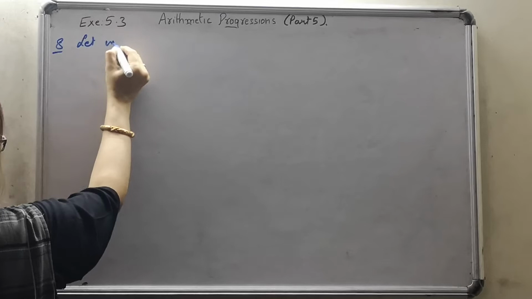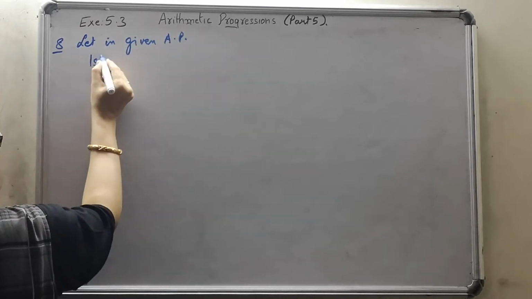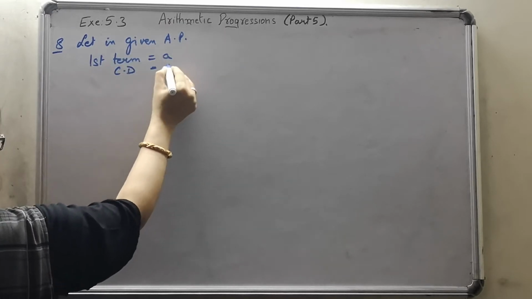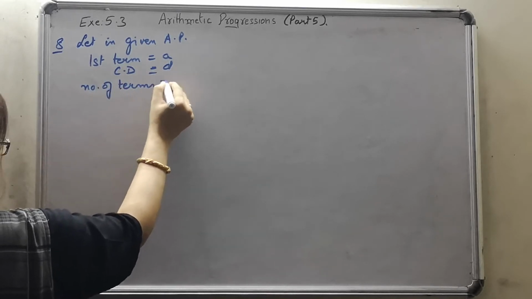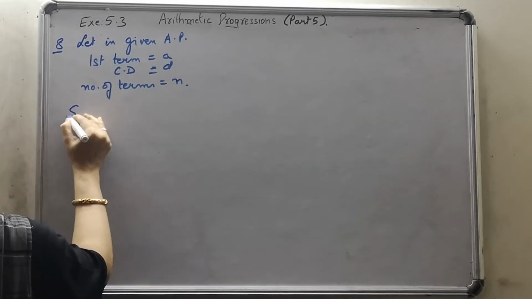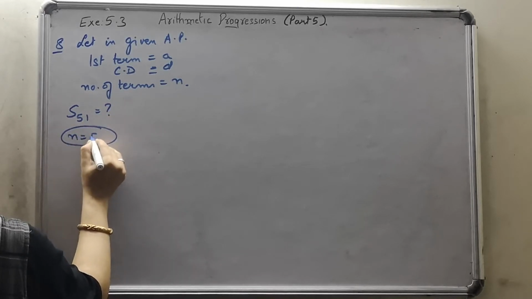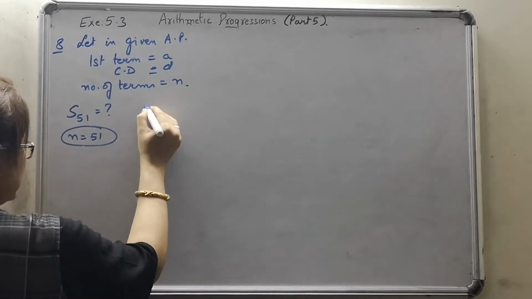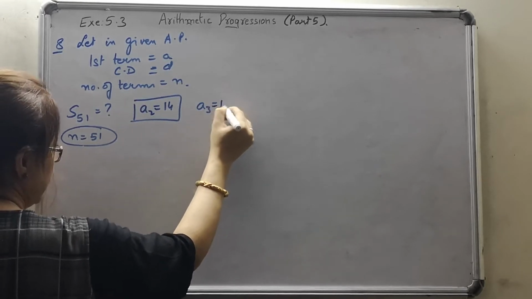Let in the given AP, the first term be a, common difference be d, and number of terms be n. I have to find the sum of the first 51 terms, meaning I have to find S51, and they have given me n is equal to 51. They have given me the value of the second and third terms as well. The second term is 14 and the third term is 18.